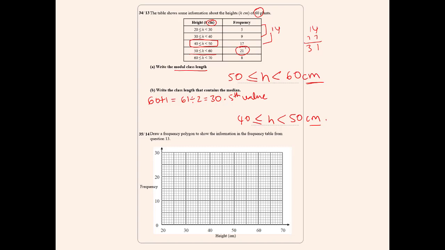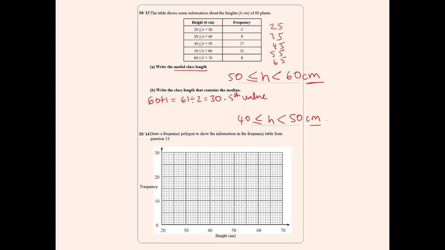Next we have draw a frequency polygon to show the information in the frequency table. Now we're going to draw a frequency polygon. So what you can do, you can find the midpoints of the heights. So 20 and 30 is going to be 25, 30 and 40 is 35, 40 and 50 is 45, 50 and 60 is 55, and 60 and 70 is 65.